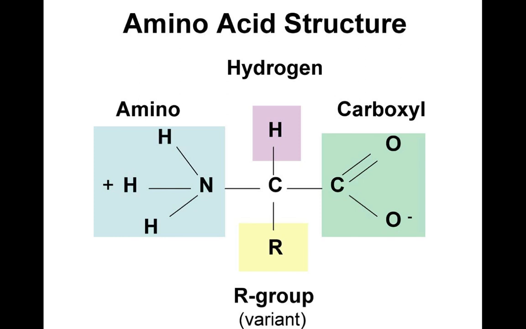Amino acids have a very specific structure. Notice that on one end there is an amino group with the nitrogen, and on the other end a carboxyl group. These two parts of the amino acid are the same on every single amino acid in a protein. However, each type of amino acid has a different R group, a different little group of atoms attached in the middle.